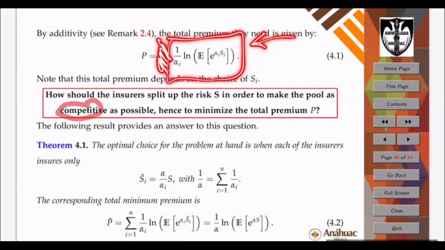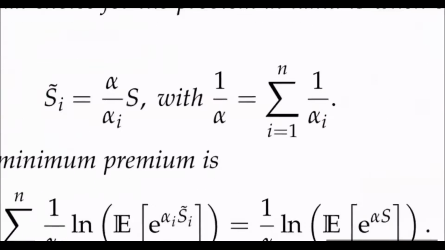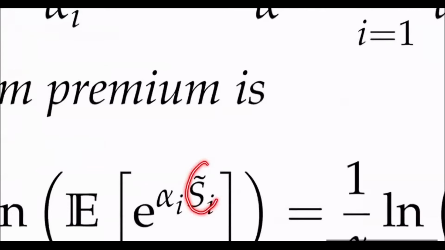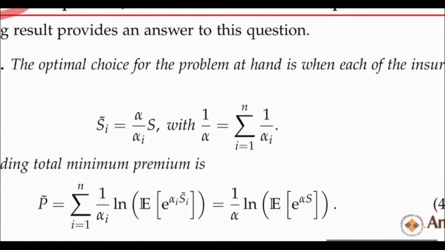Without the sigma here, right? So the regular P for, say, the ith insurance company would be given by this. However, the P that we're looking for will be given by the same thing, but with a proportional part of the risk, that is S tilde, right? Given by this expression here.